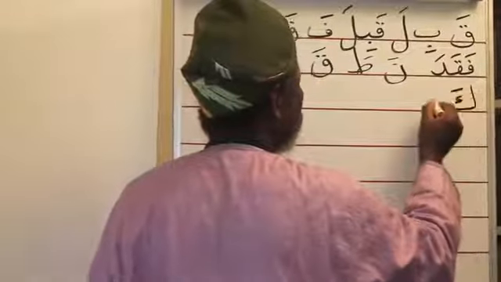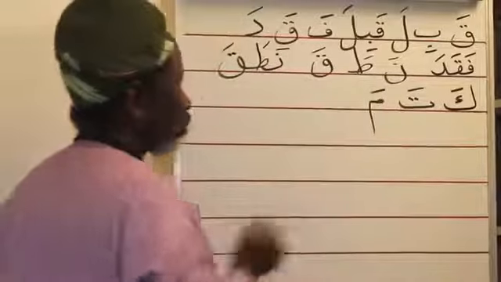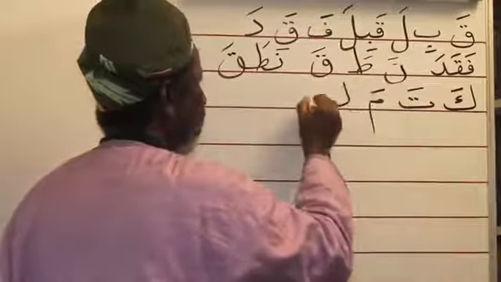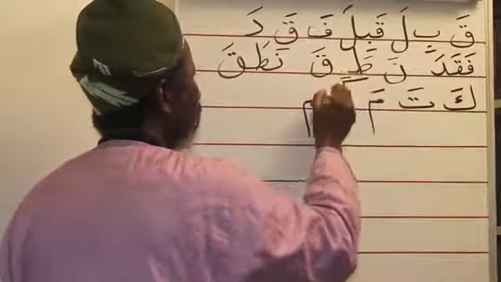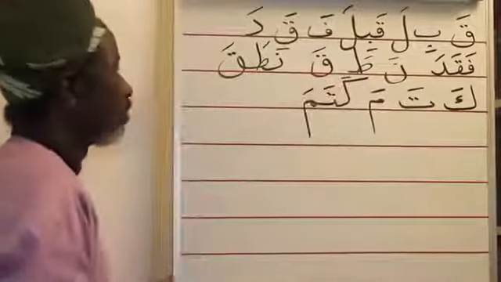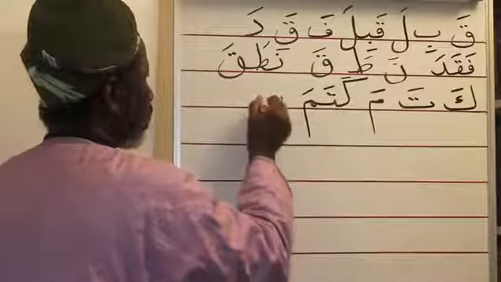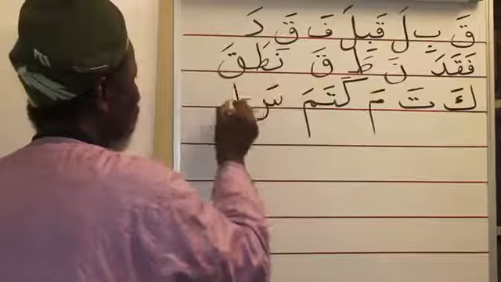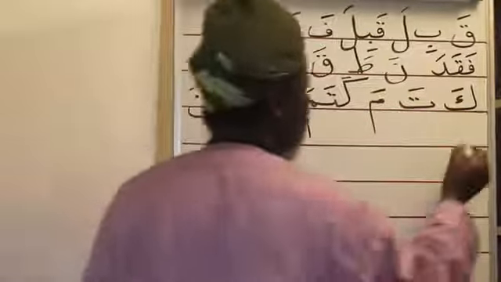Ka, ta, ma. Katama. Join. Ka, ta, ma. Complete your kaf. Ka, ta, ma. Katama. Kaf in the middle, sakana. Sa, ka, na. Sakana. Let's join that.